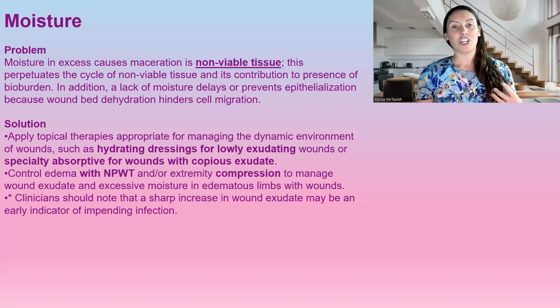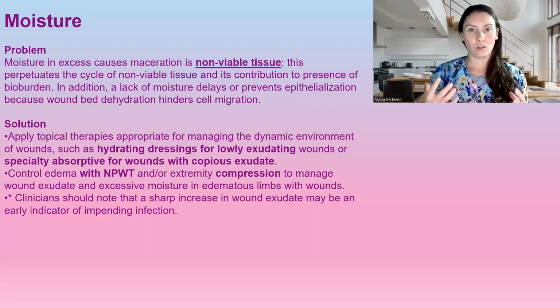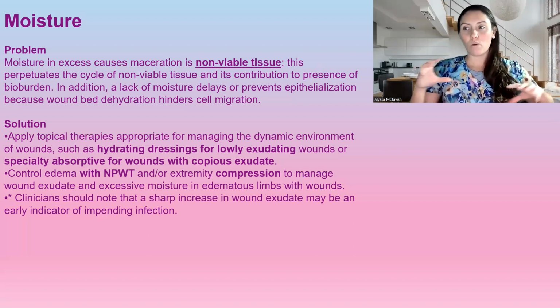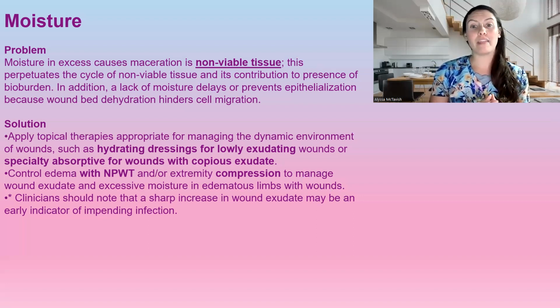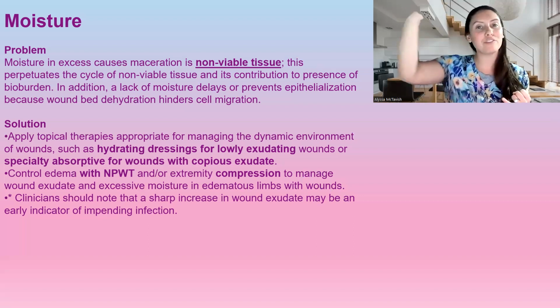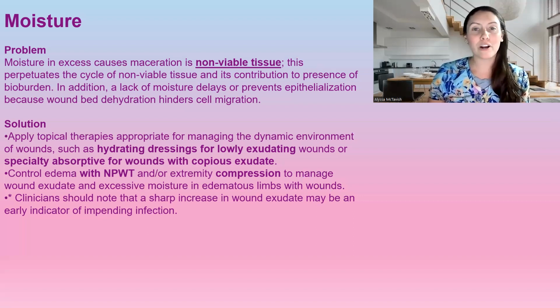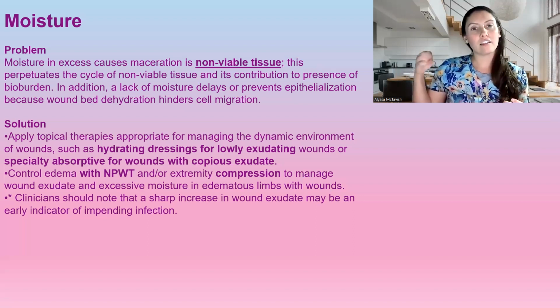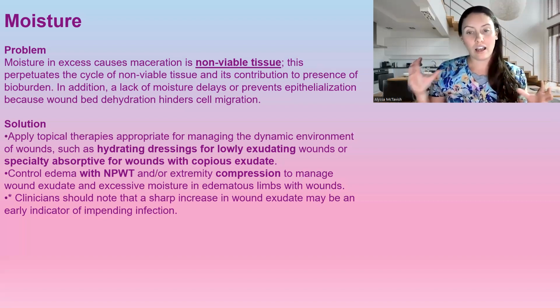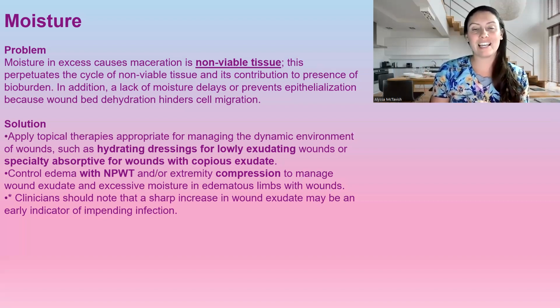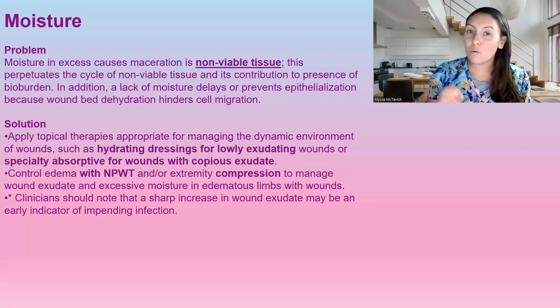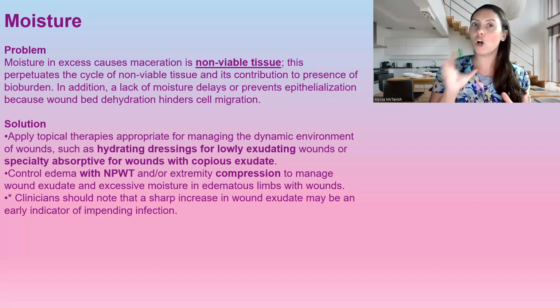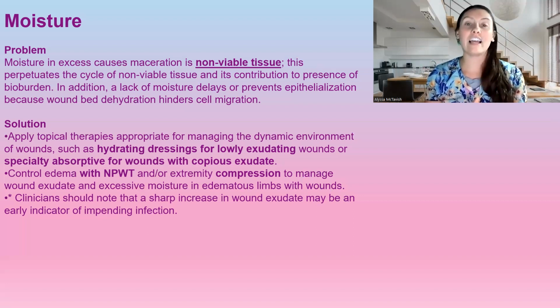So with moisture, how can we control even edema? When we have edema, say in the legs, we have excess drainage coming from that. What can we do? Compression therapy, okay? Move that fluid back up and out. Negative pressure wound therapy. It sucks the fluid out so you don't have an excess amount of fluid just sitting there. Now, if there is a sharp increase in moisture, you need to be aware of this, okay? If it comes out of kind of nowhere, this is a sign of infection.